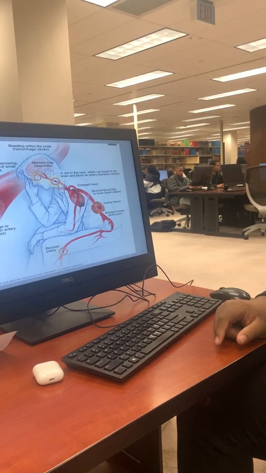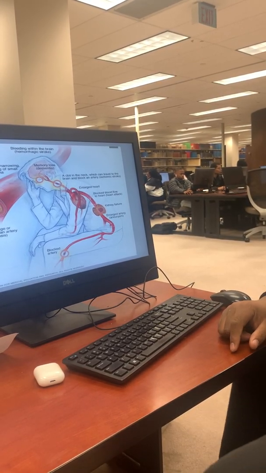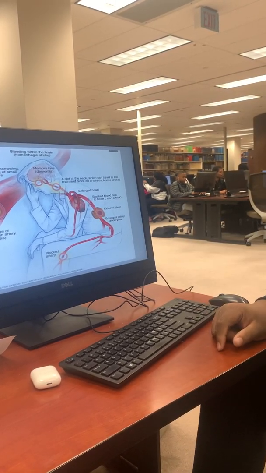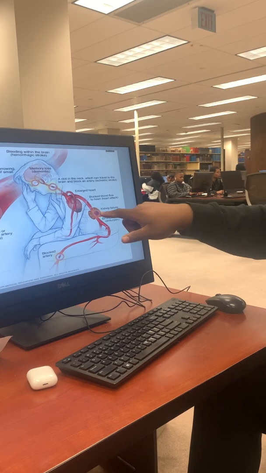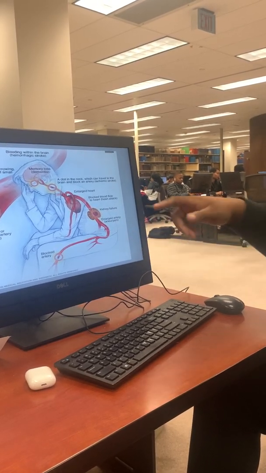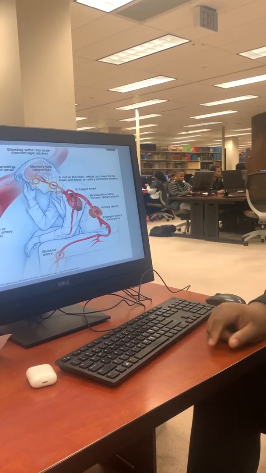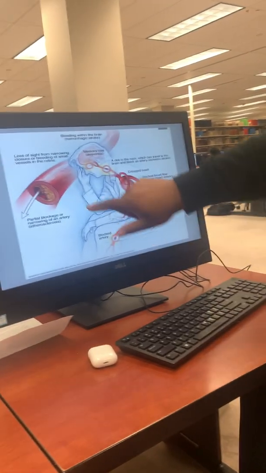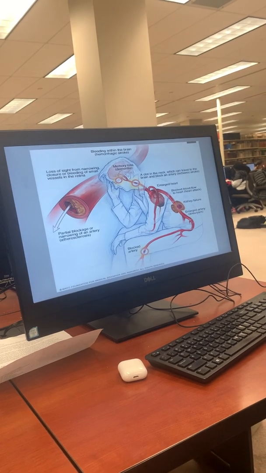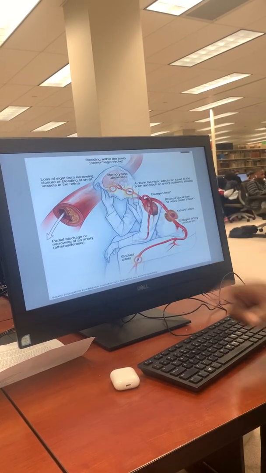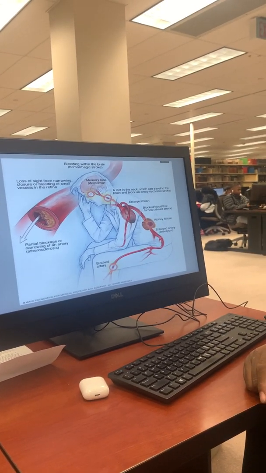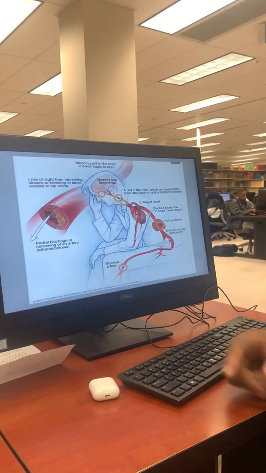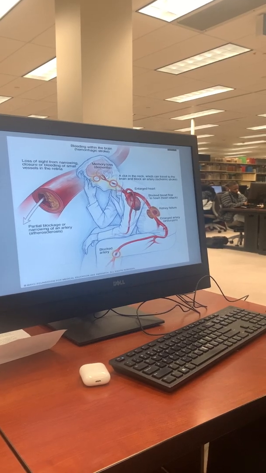It can also cause kidney failure. It can cause your artery to become enlarged, which will cause an aneurysm, and more blocked arteries. This is what a blocked artery would look like. Loss of sight from narrowing and closing of bleeding vessels in the retina, and partial blockage of the narrowing artery.